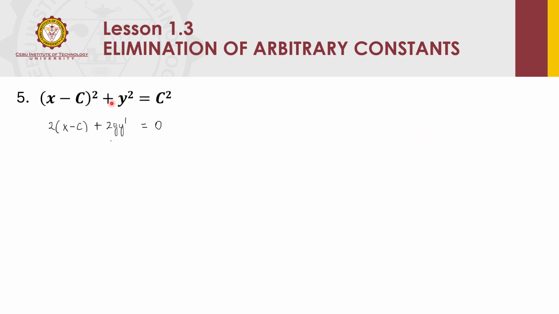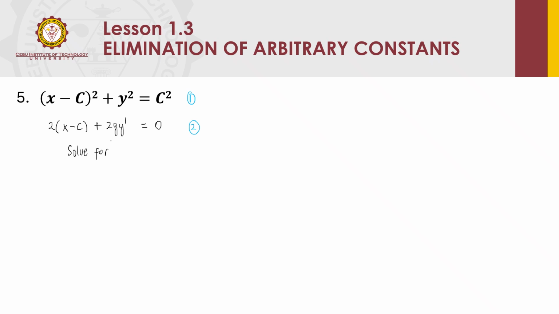So we are going to label first the equations. So let this be equation 1 and equation 2. So from equation 2, we solve for x minus c and also c.